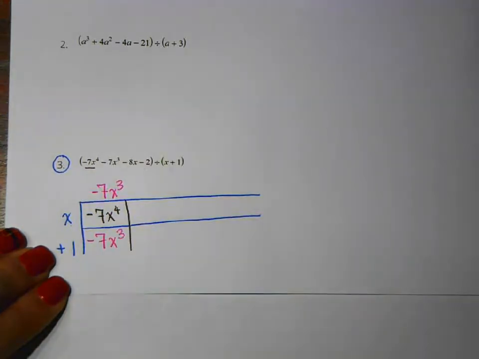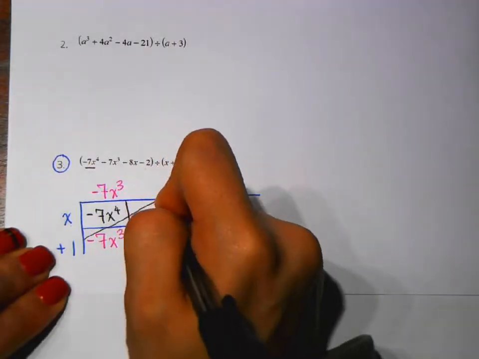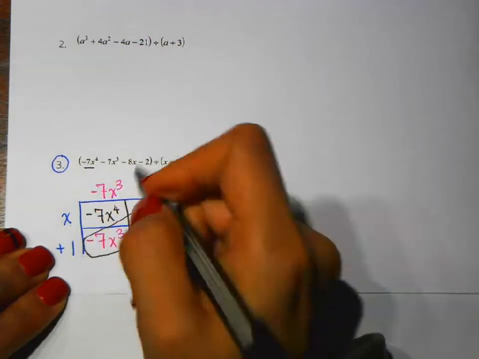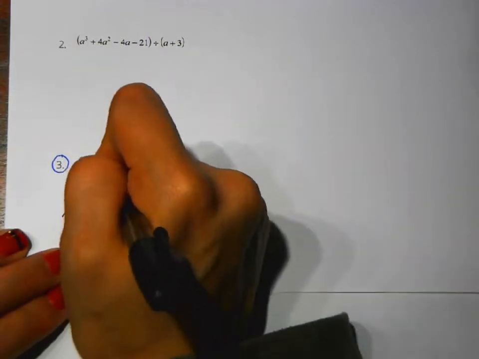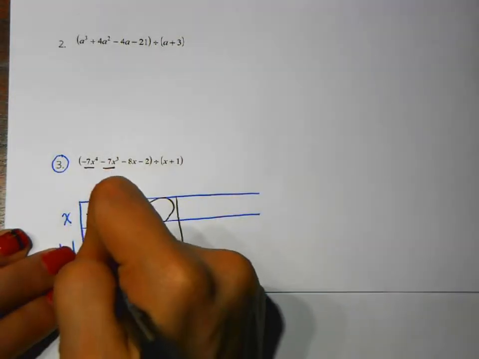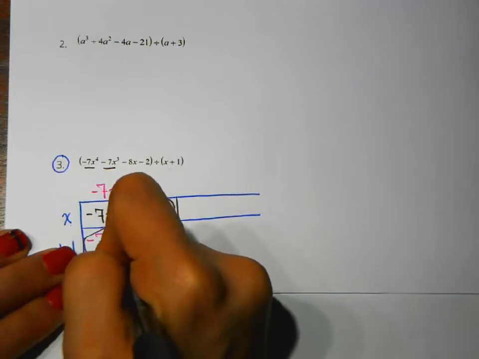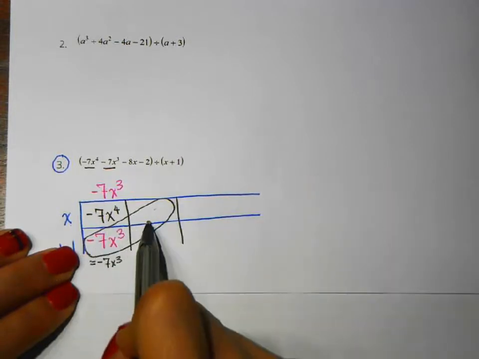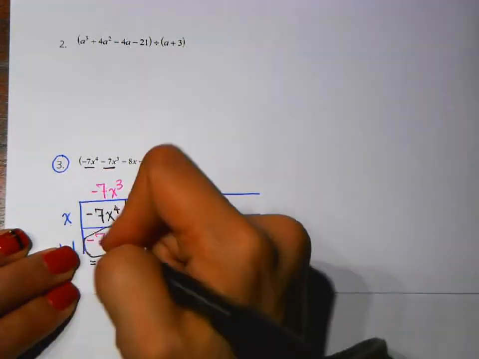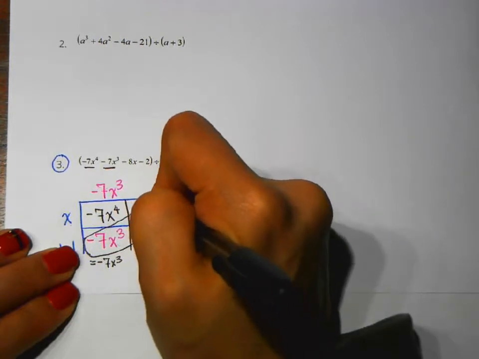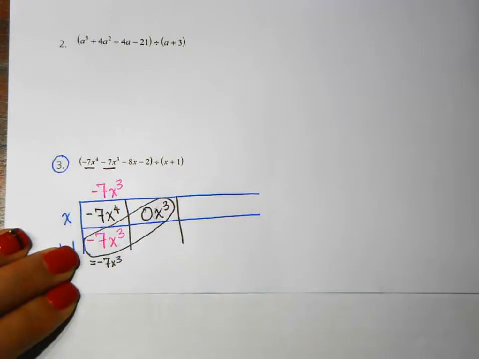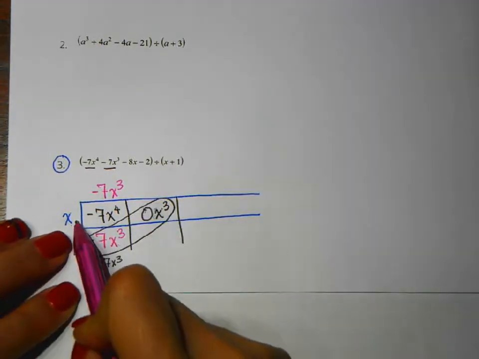Now, when I combine my terms on the diagonal, those two terms combined are going to give me negative 7x cubed. Negative 7 plus what equals negative 7? Negative 7 plus 0 equals negative 7. And I'm still talking about x cubed. So if these are like terms, these must have an x cubed on them. So now I know that I can figure out the top.